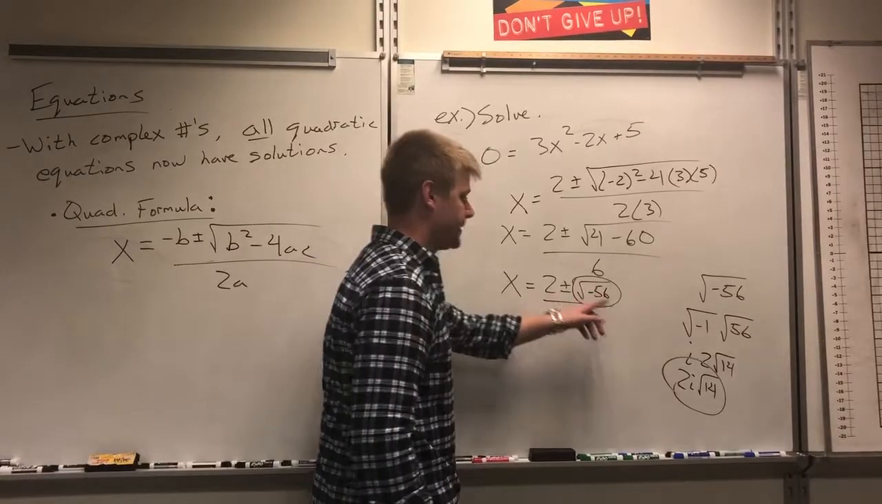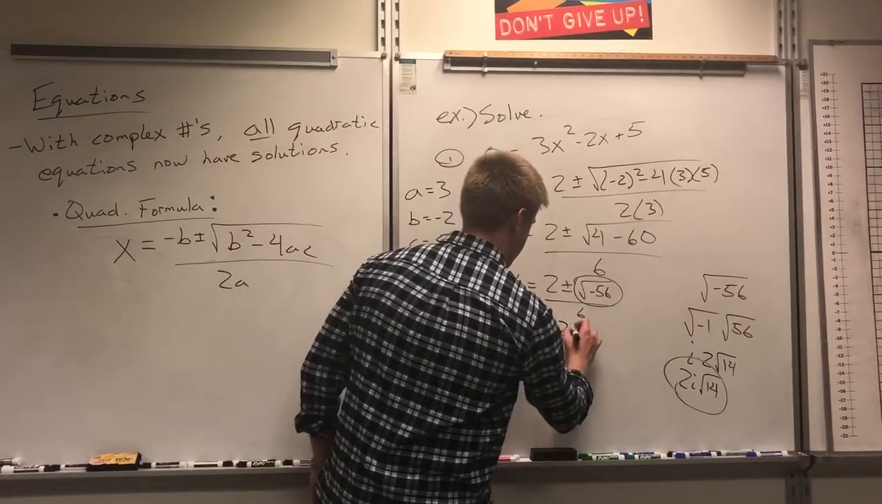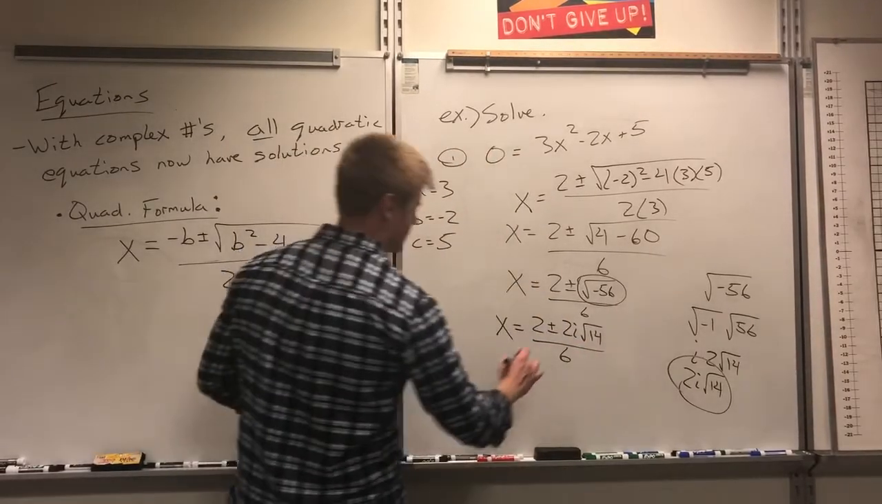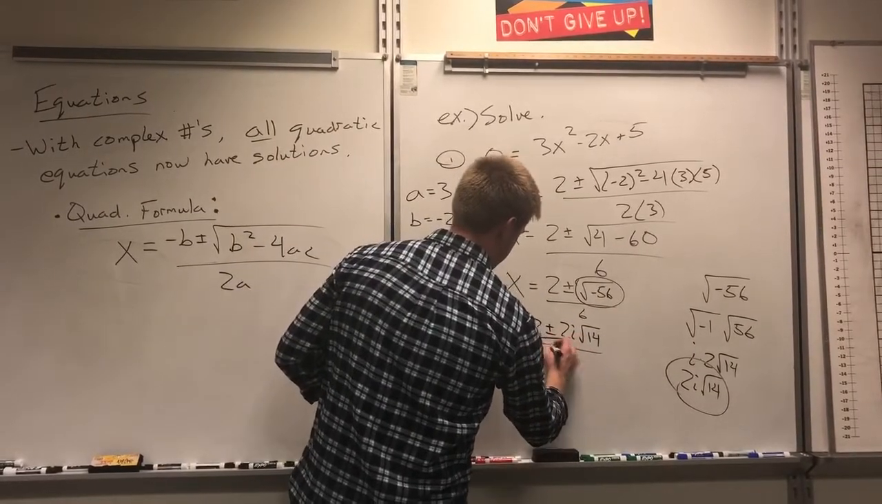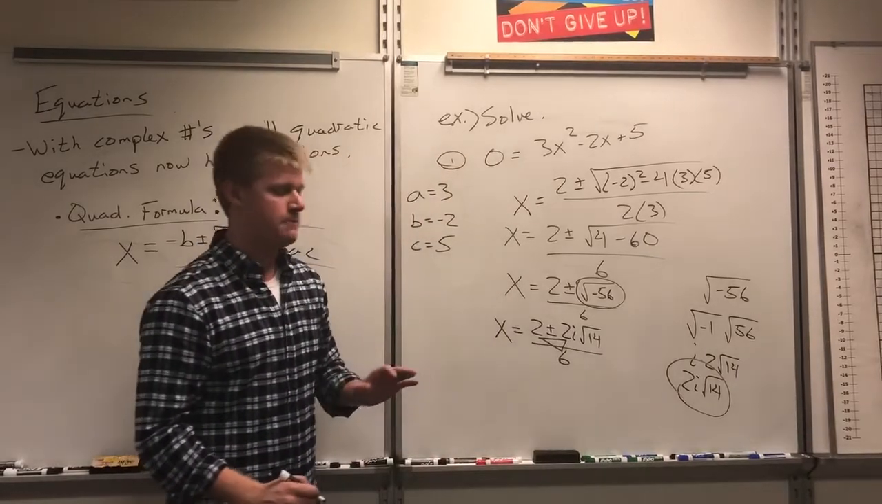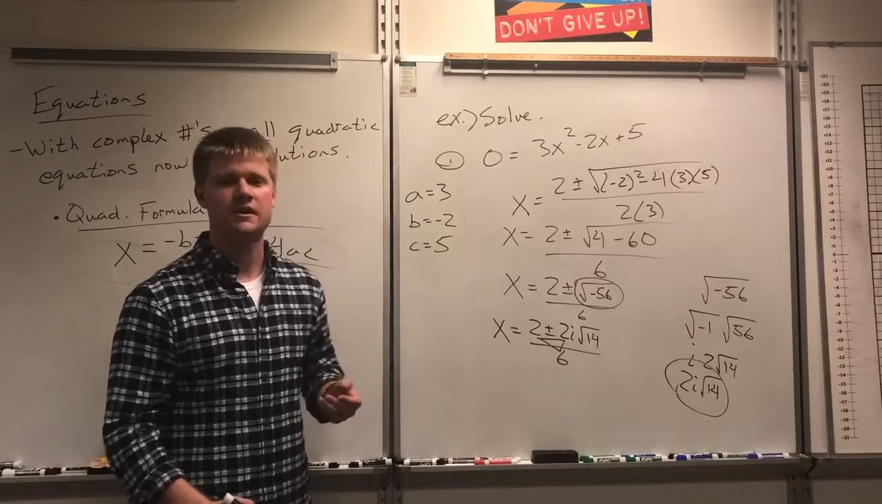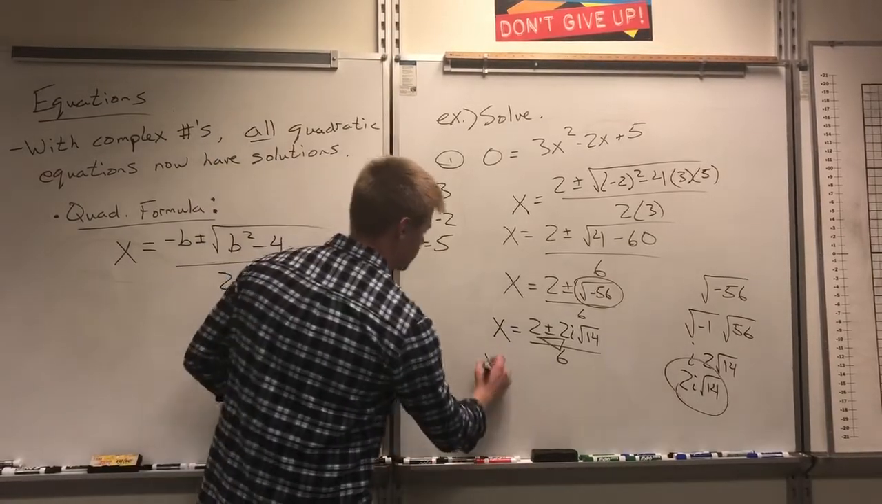So instead of radical negative 56, this is now 2i radical 14 over 6. The last small thing I can do to simplify, I like to think of it as, is there a number that is common in that triangle of numbers that I can divide from all 3? The answer is yes. They're all even, so I can divide each by a 2.